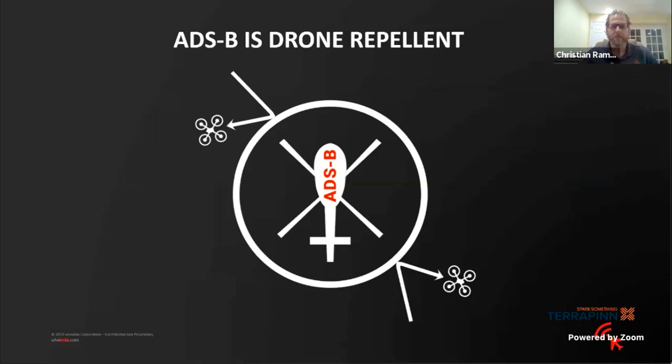So we like to say what that means is ADS-B is drone repellent. So if drones are listening for ADS-B signals, if you've got ADS-B on your aircraft platform, then they will see and avoid you.